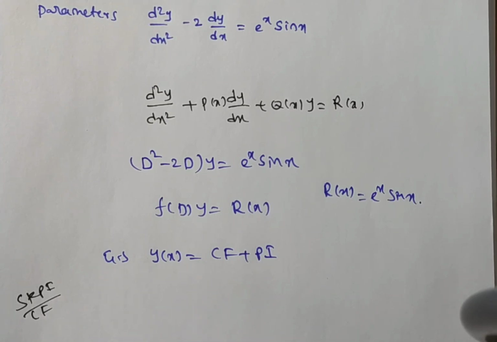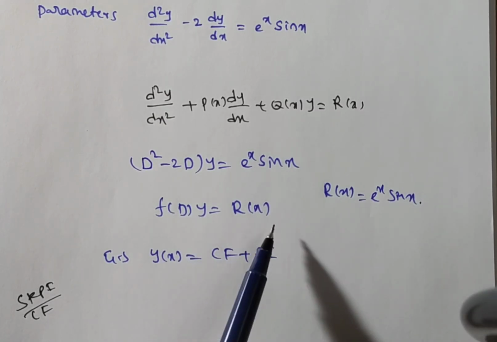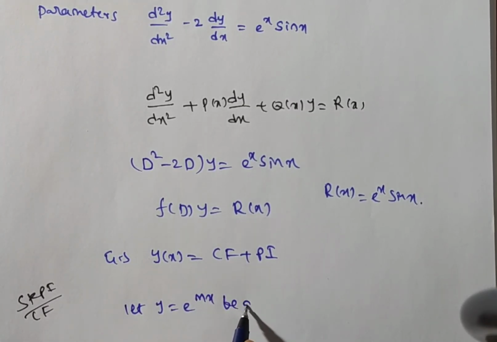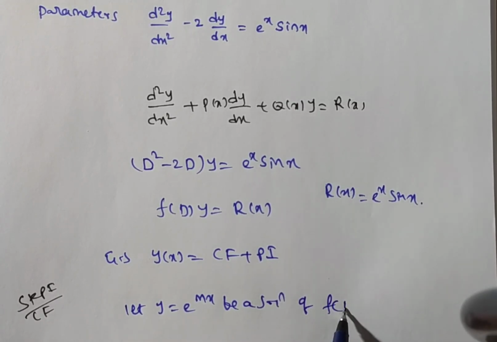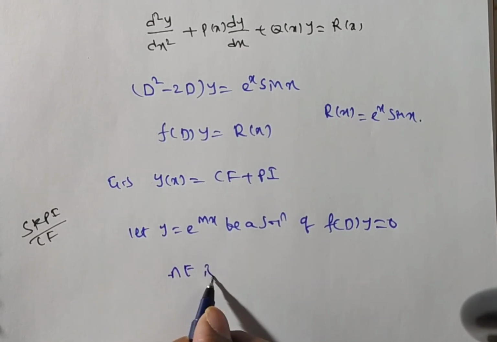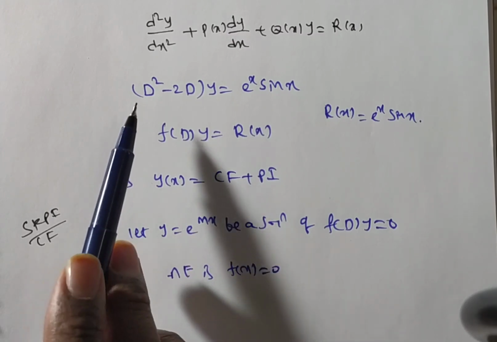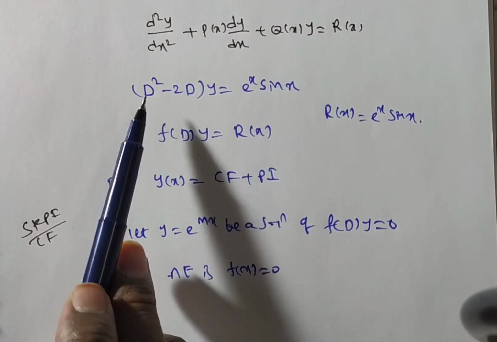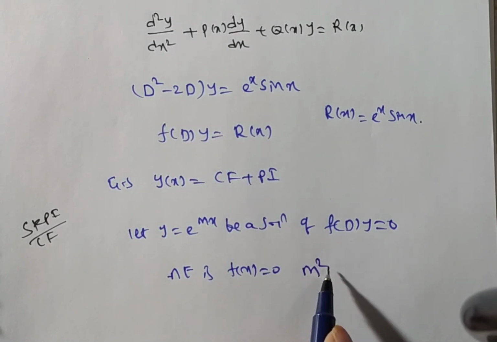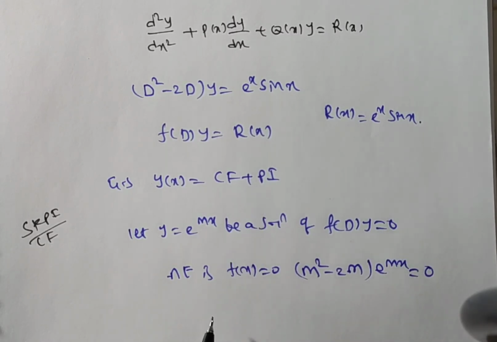So how do we find the complementary function? We take r(x) as 0 in f(D) y = r(x). So let y = e^(mx) be a solution of f(D) y = 0. Then the auxiliary equation is f(m) = 0. If you substitute y = e^(mx), differentiating twice gives m² e^(mx) − 2 m e^(mx). Taking e^(mx) in common, we have (m² − 2m) e^(mx) = 0, because r(x) is 0.